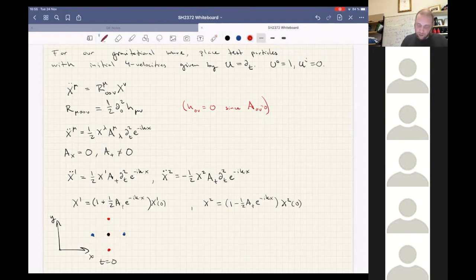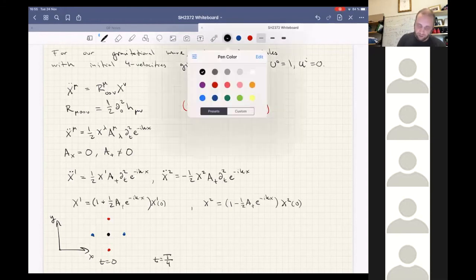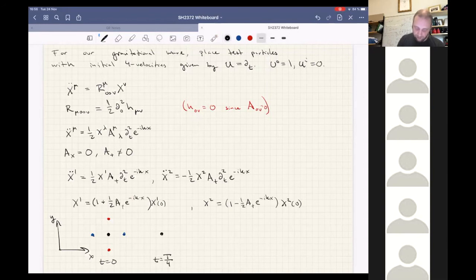So if we move on to, well, let's move a quarter of a period. So that's going to be t equals the period divided by 4. So we have this original point, but the displacement vectors for the points which are displaced in the x direction, so the 1, they are going to have increased. Let's say that we choose the amplitude such that they increase. So we're going to have those over there and over there.